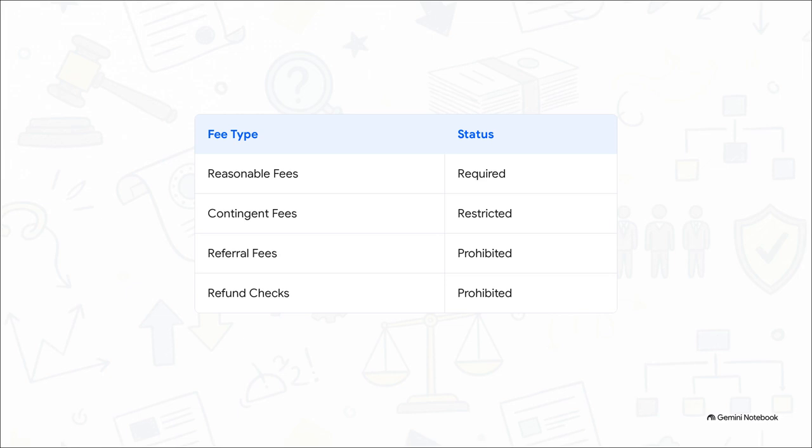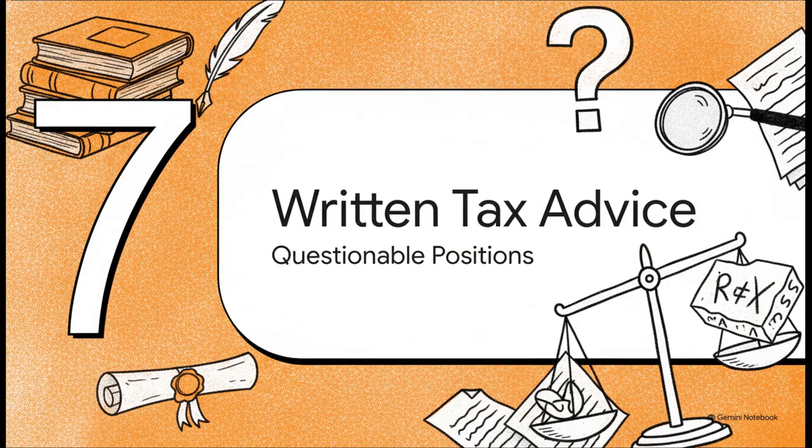Undisclosed referral fees or hidden commissions are strictly prohibited. You must communicate honestly without any improper financial arrangements. Lastly, refund checks carry an absolute rule. A practitioner is completely prohibited from endorsing, depositing, or cashing a client's refund check under any circumstances, not even into a firm escrow account.